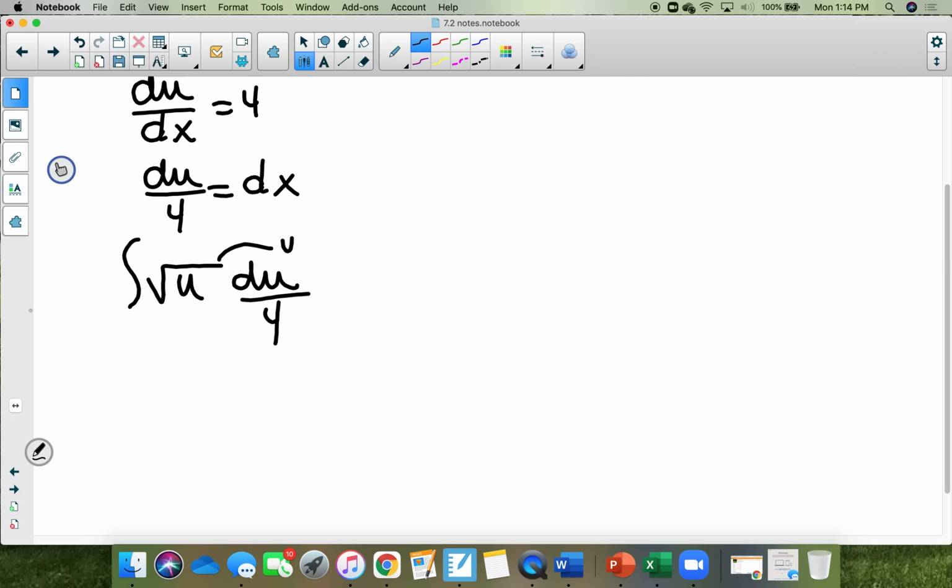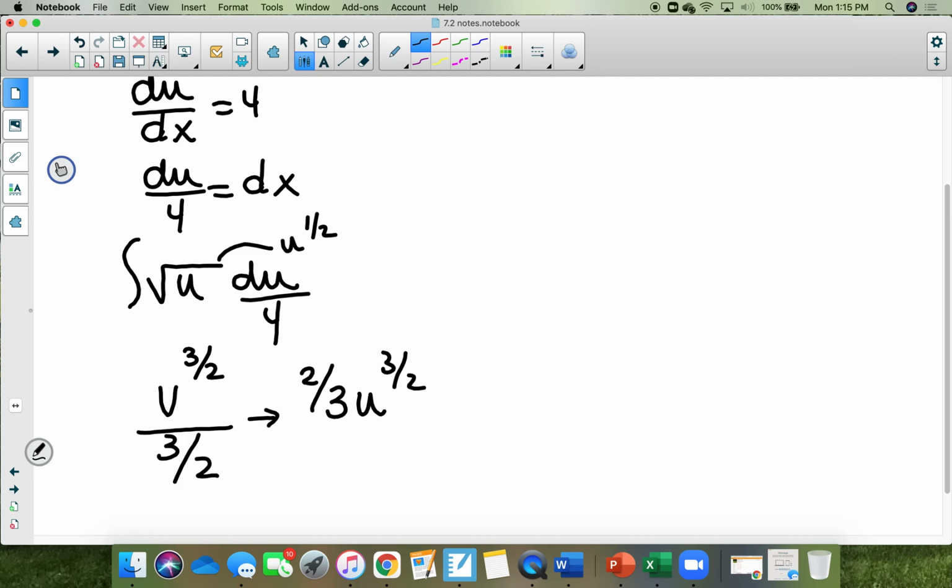u to the 1/2 power. So if I add 1 to that, it's u to the 3/2 power, divided by 3/2, which is the same thing as 2/3 u to the 3/2. But you have to make sure you put that 4 in there, which really makes 1/6 u to the 3/2 plus c.